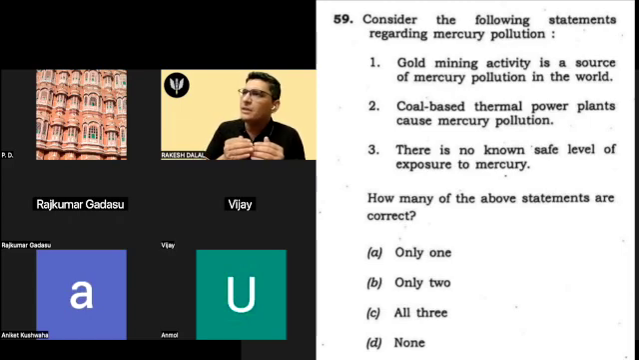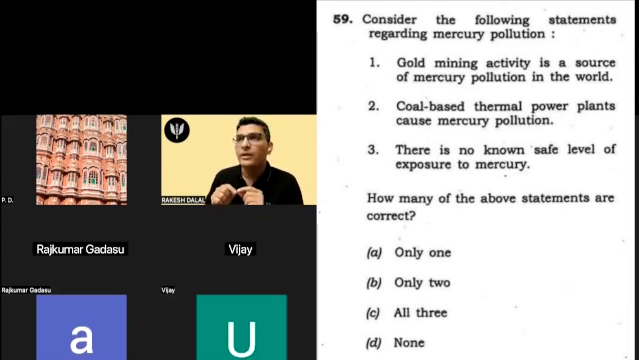Right? Yes. If the statement were there is a known safe level of mercury pollution, does it remain a statement worthy of being asked in this exam? Give me a thumbs up if you feel yes. Give me a face emoji if you feel no. It will not remain worthy. If it said there is a known safe level, that is so generic information. That is what we believe, not what we know, what we believe.